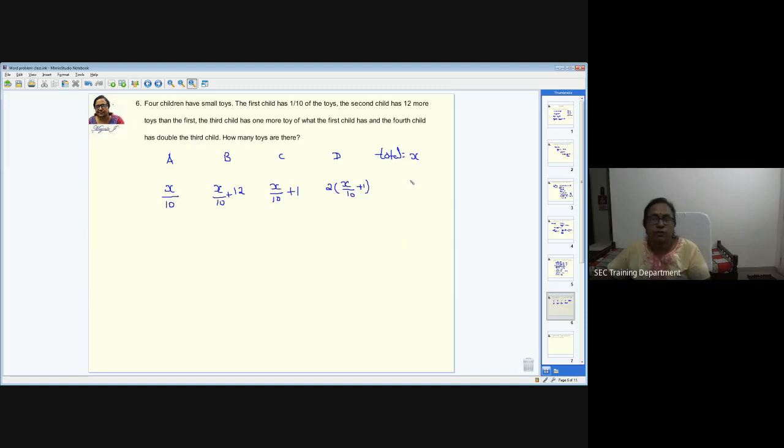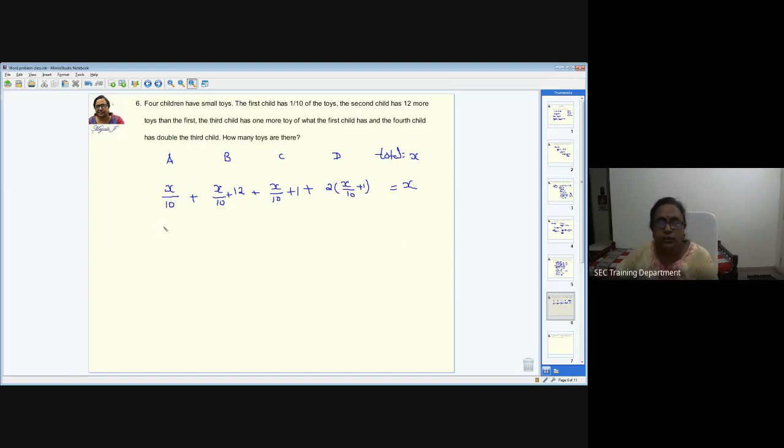Now you have all this, and what is given here is how many toys there are totally. There is nothing given about the total, but we'll consider: suppose you add all this, it is going to be your total. And the total we have already taken as x. So equate this to x. You have one variable throughout the equation. Therefore, it's easy to solve.